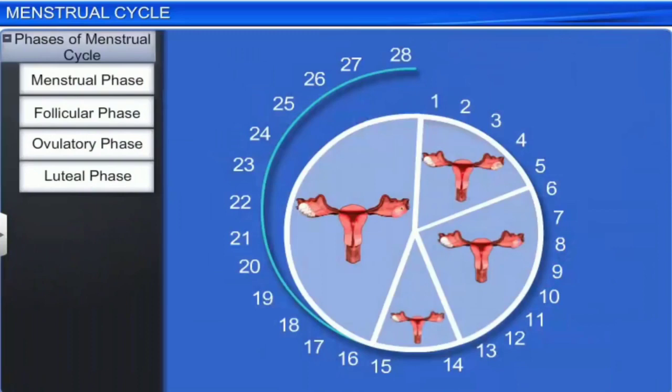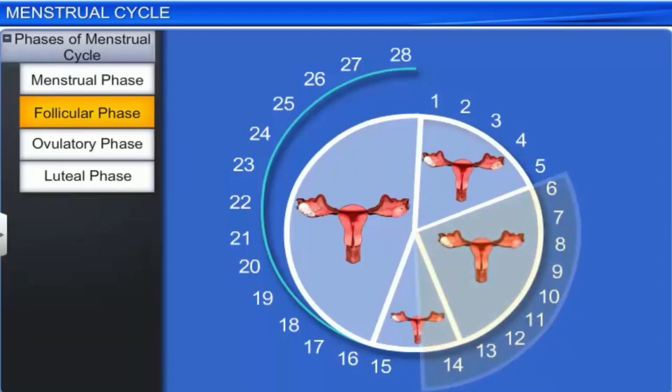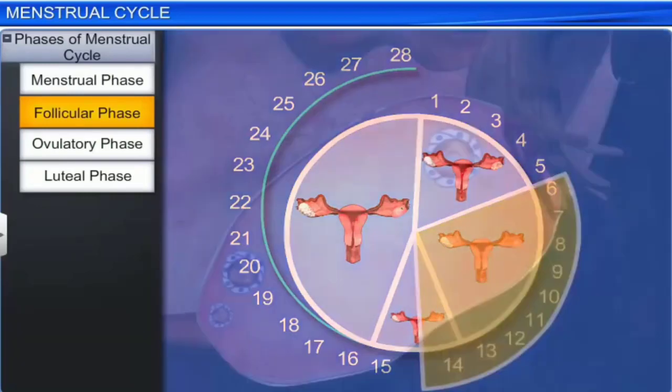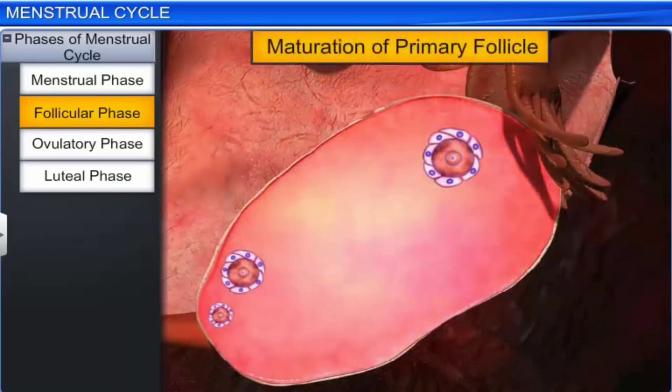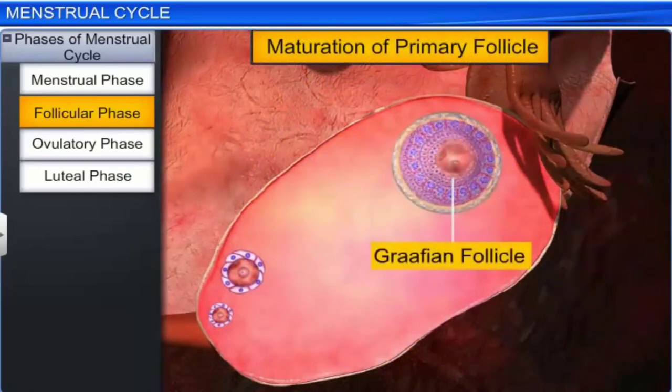The menstrual phase is followed by the follicular phase, which occurs between days 6 and 14 of the menstrual cycle. During this phase, the primary follicle in the ovary matures into a Graafian follicle.